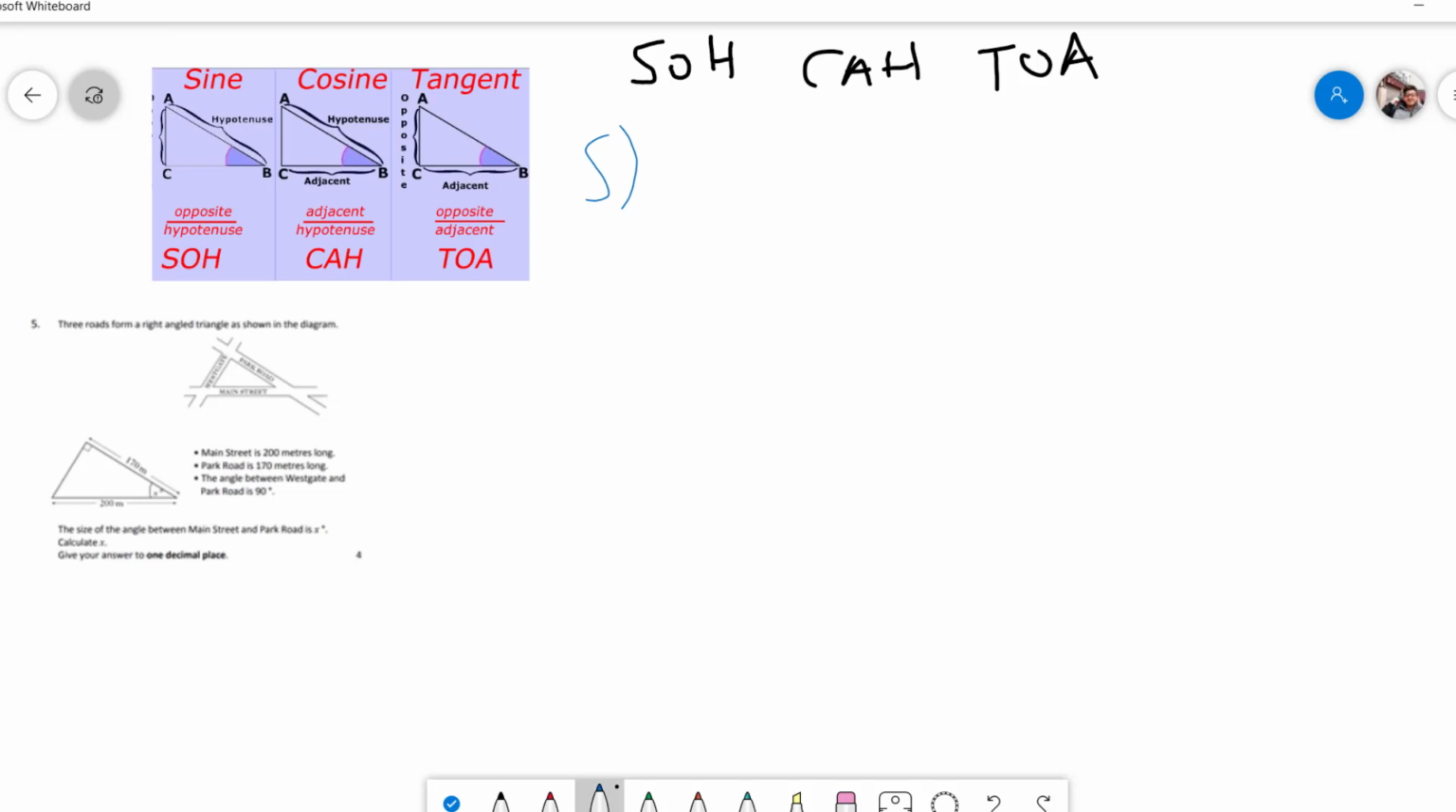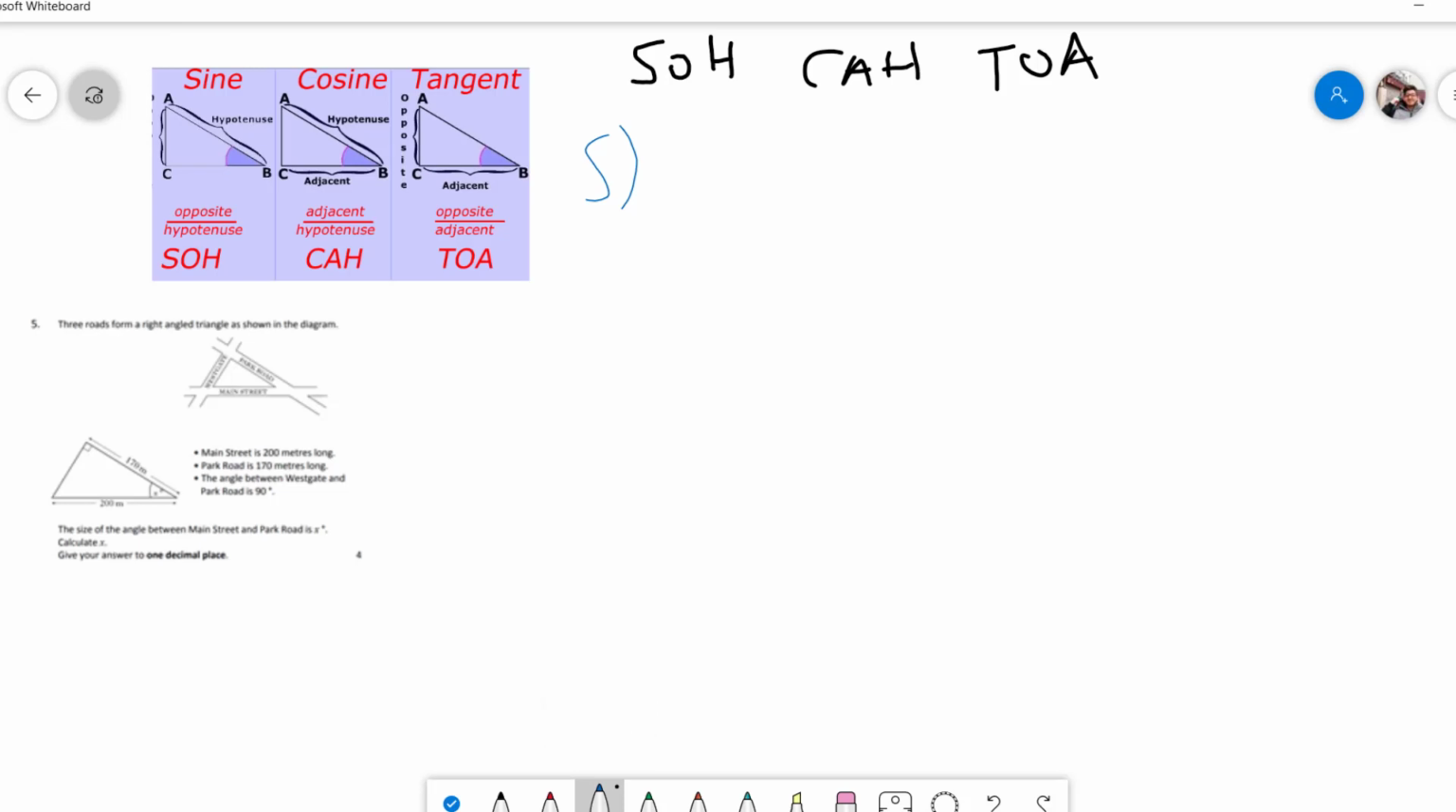The main street is 200 meters long, the park road is 170 meters long, and the angle between the West Gate and Park Road is 90 degrees. The size of the angle between the main street and the Park Road is x degrees. Calculate x, give your answer to 1 decimal place.